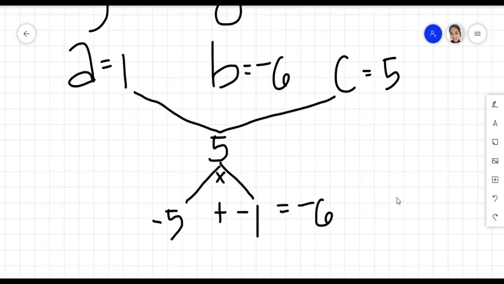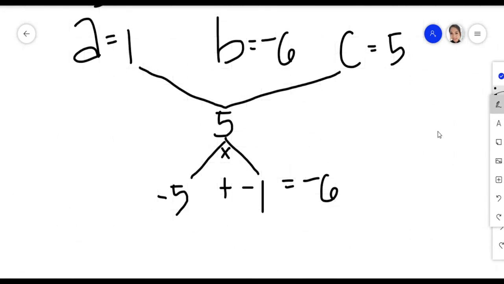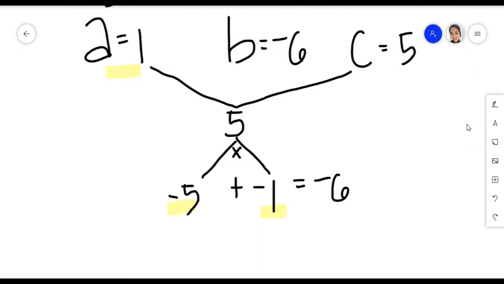So the next step is we have to divide these two numbers that we have here by our a. Again, divide these two numbers here by our a. So our a is 1. Our a here is 1.